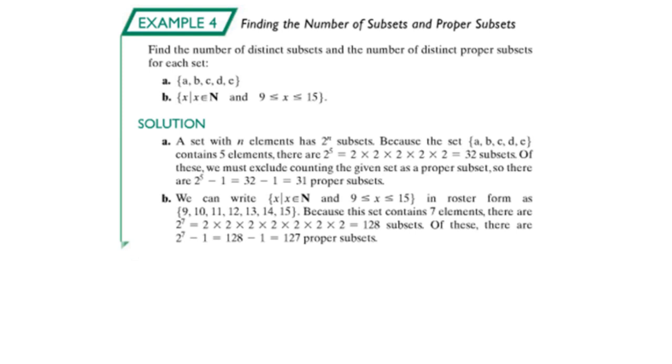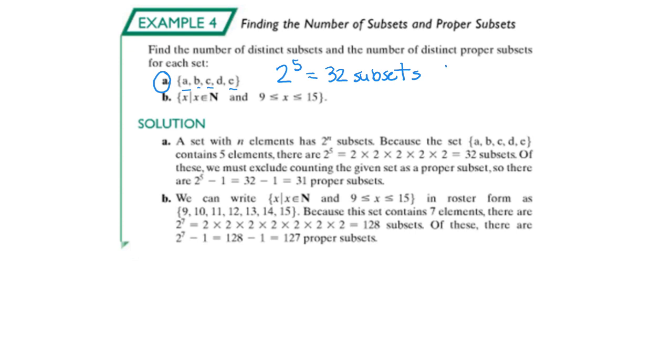For example 4, it says, find the number of distinct subsets and the number of distinct proper subsets for each set. So we're taking a look at part A, and it has A, B, C, D, E. If I count each one of these, I have 5 elements. Because I have 5 elements, I'm going to take 2 to the 5th power, and I'll place that in my handy dandy calculator, and I'll get 32 subsets. Remember, the 5 is the number of elements that you have.